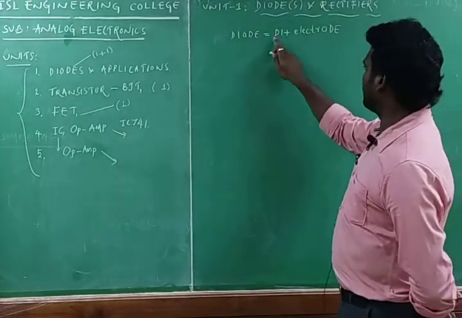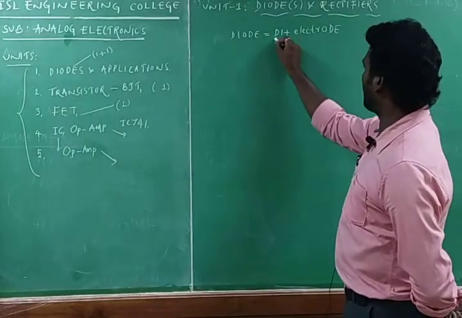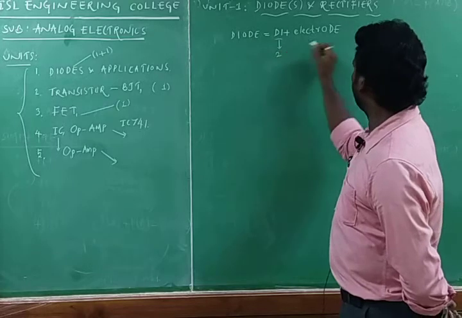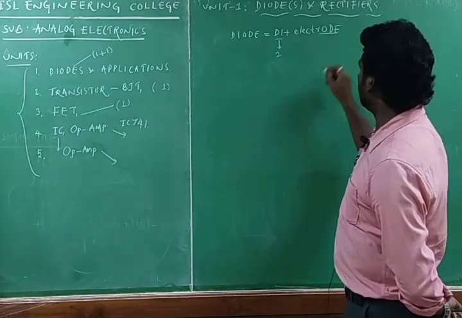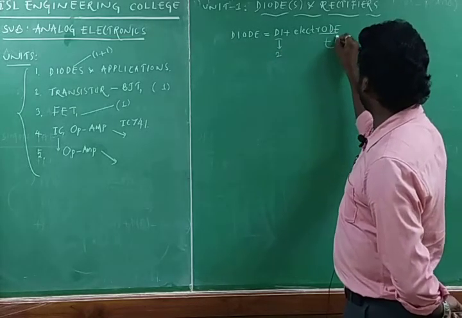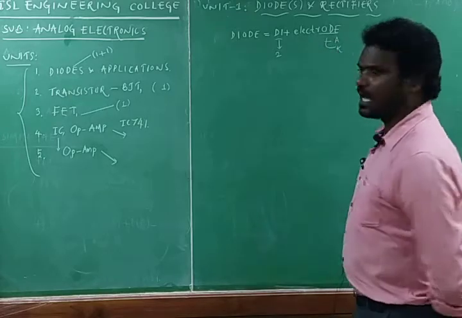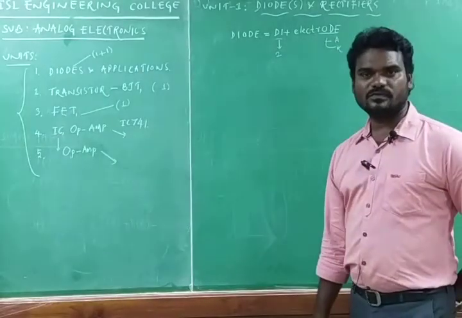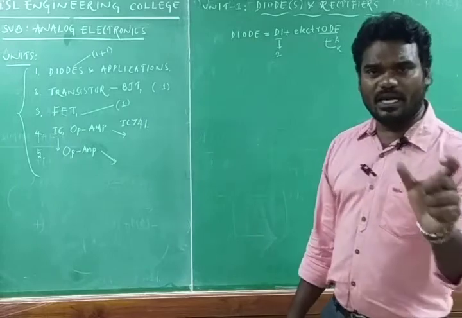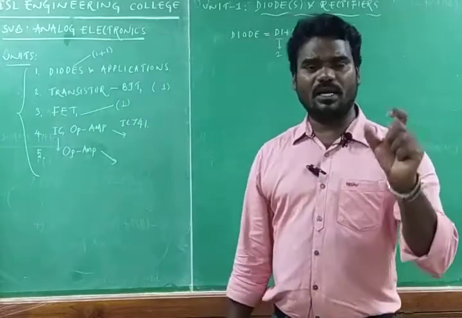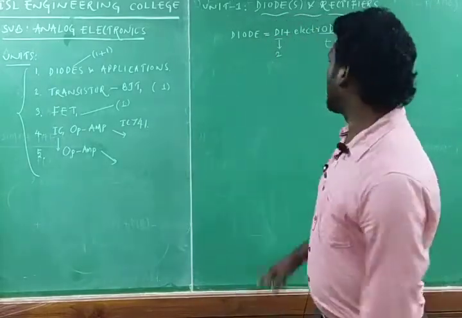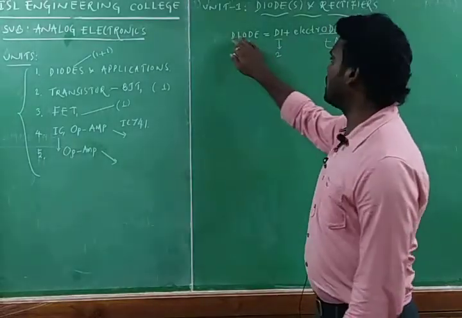Diode stands for di plus electrode. Di means two, and electrodes are nothing but the anode and cathode. That means a semiconductor component which has two electrodes is named a diode.